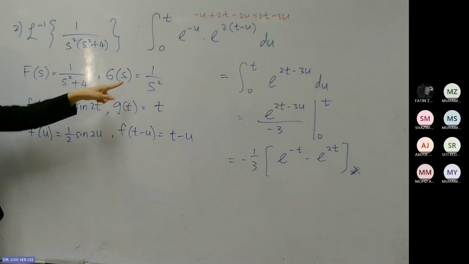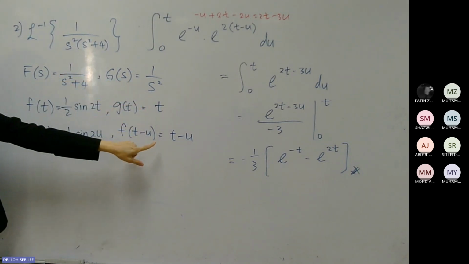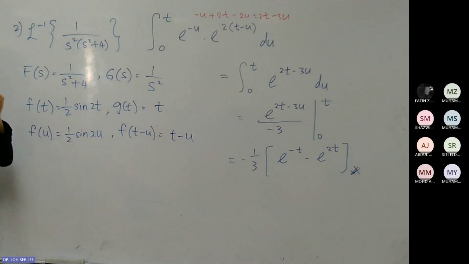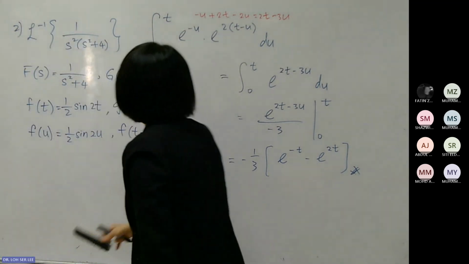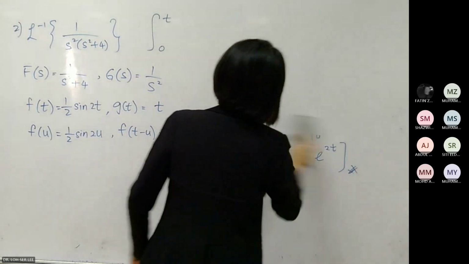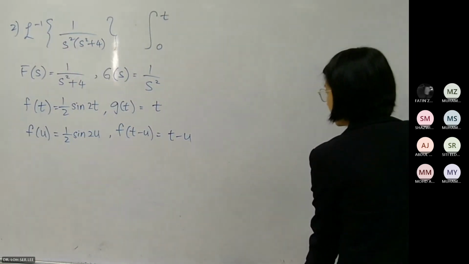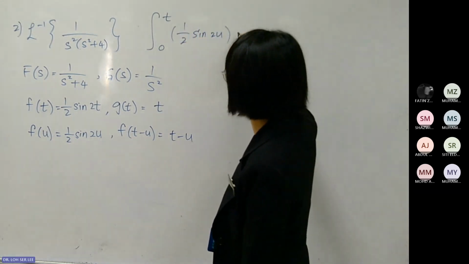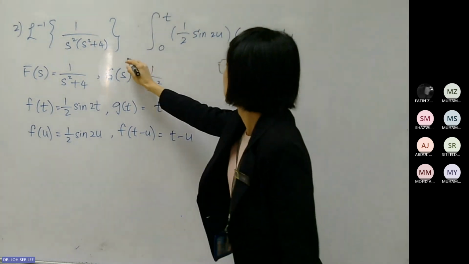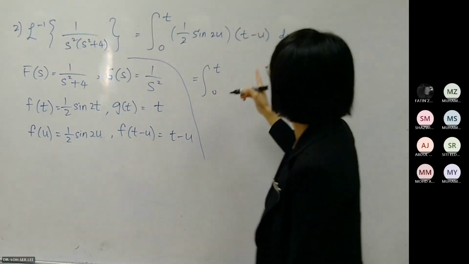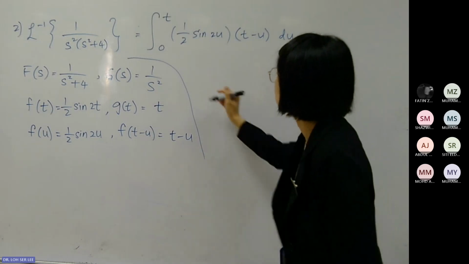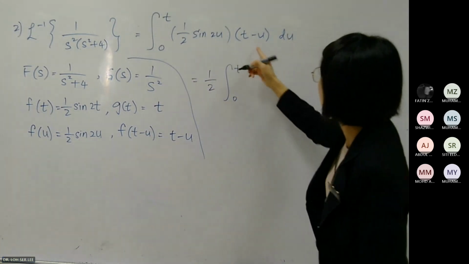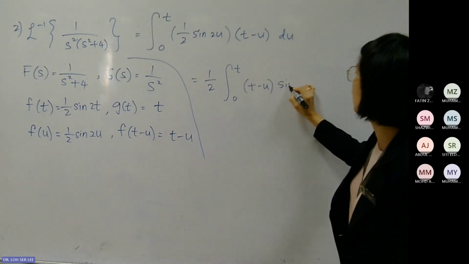You can imagine if you choose 1 over s here and 1 over s squared plus 4 here, then your function will be 1/2 sine 2 in the bracket t minus u. It will be more complex compared to this. This one is easier for you to do the integration. So we have 1/2 sine 2u times t minus u. We simplify and factorize the half: t minus u here, and then sine 2u.